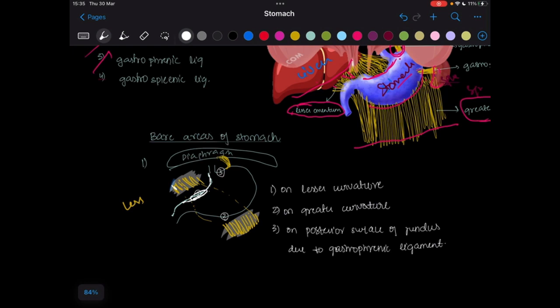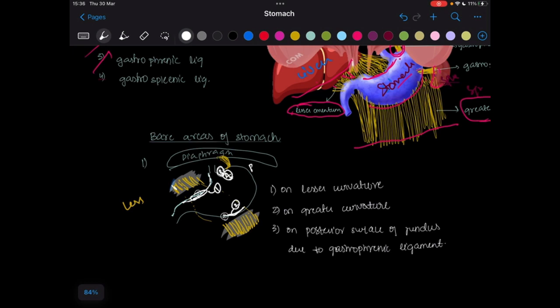So this is the first bare area of the stomach, and here also on the greater curvature, some part of it is left free when the greater omentum is attaching. So this is the second bare area of the stomach. And the third bare area is actually present on the posterior side of it.